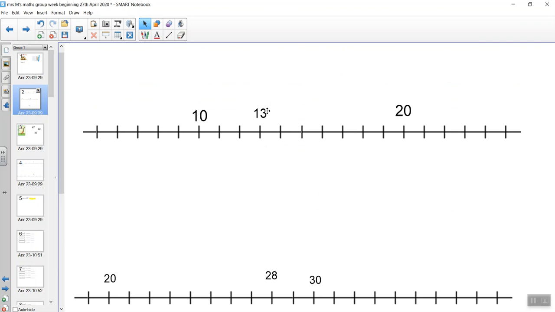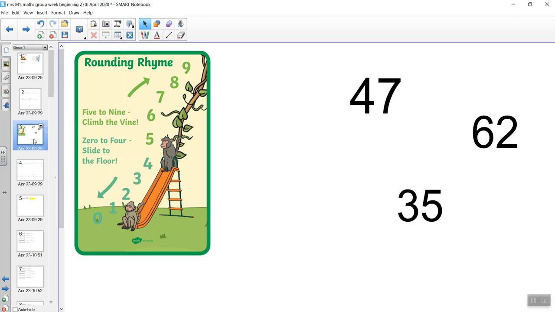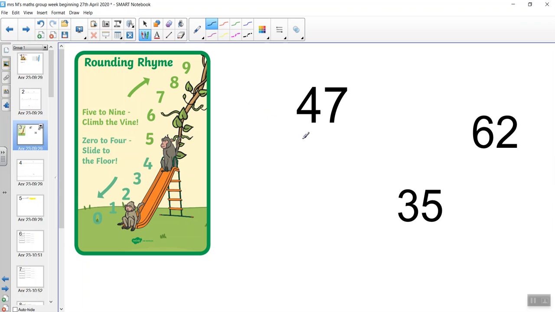13 rounded to the nearest 10 is rounded down to 10. 28 is rounded up to 30. So I've got three numbers here and I've got a little rhyme to help us. If I'm rounding to the nearest 10, then this is my target place, the tens place.